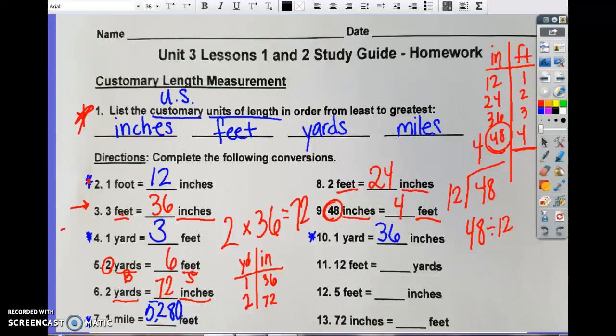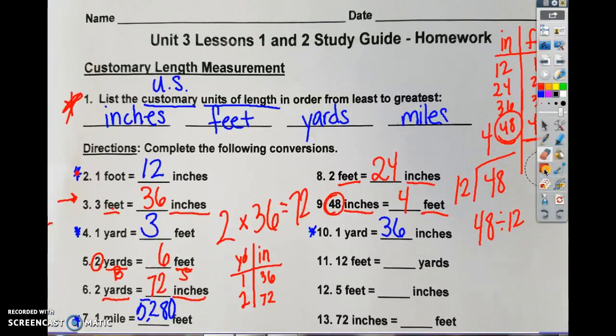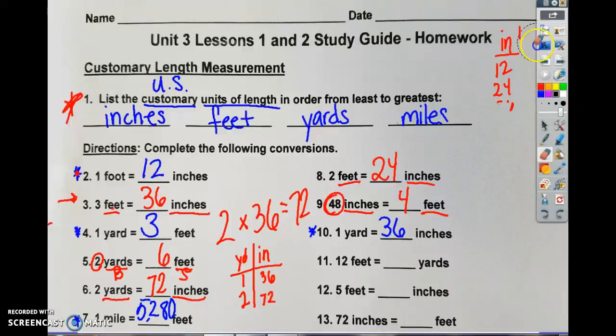Alright, second part of the video, we are going to keep on going. Number 11. 12 feet equals blank yards. So I'm going to erase some of this stuff, get it out of our way. 12 feet equals blank yards.